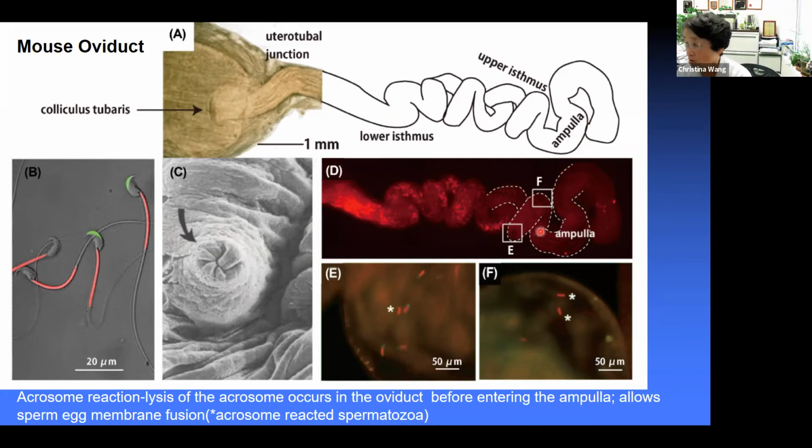If you move along closer to the egg, there are 3 sperm here, 1, 2, 3. This one has a green cap. Green cap means the acrosome is not reacted. And these two have no green. You cannot see green, so these are acrosome reacted. The bottom line is that it's really important that this acrosome reaction takes place before the sperm enters the ampulla to undergo fertilization.